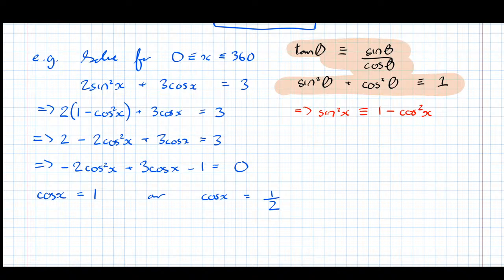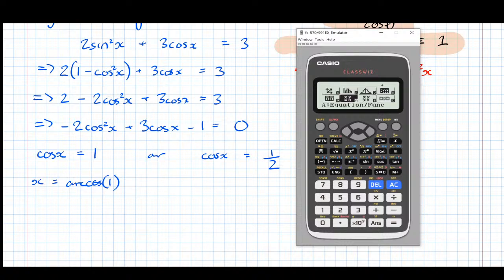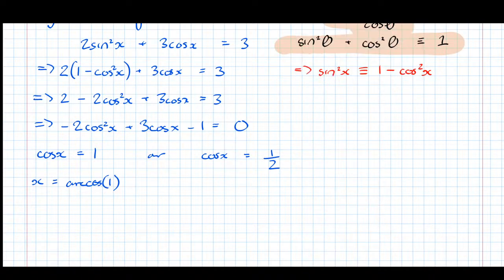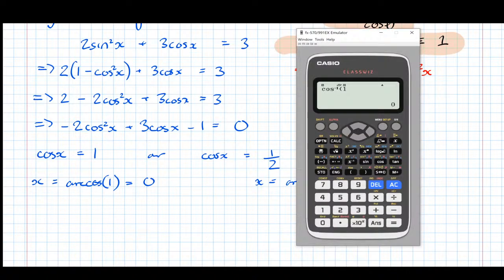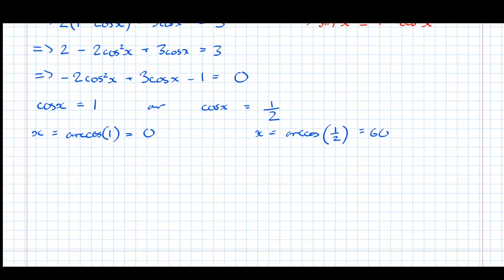So now we've got two separate equations to solve. So x equals arc cos of 1, and we should know these. However, take no chances in an exam. Arc cos of 1, which is 0. Don't risk misremembering stuff. And x equals arc cos of 1/2, which is equal to 60. So we've got all those solutions to find now, all between 0 and 360.